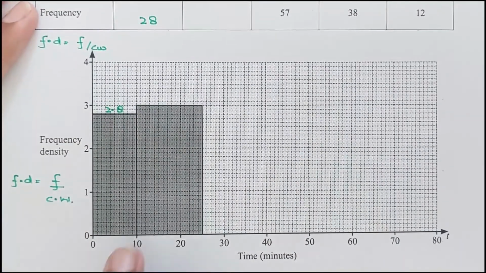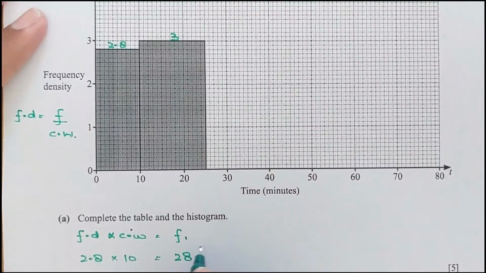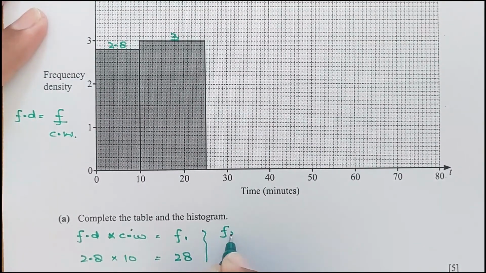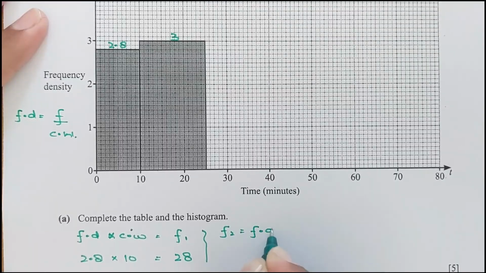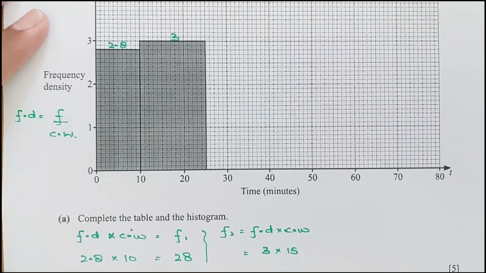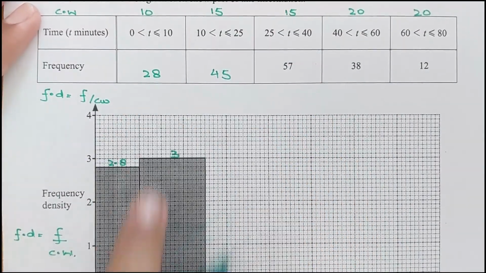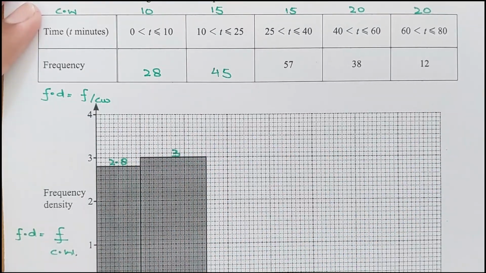Now the second one, from 10 to 25, the frequency density is 3. The next frequency, F2, equals frequency density multiplied by the class width. The frequency density from the histogram is 3 and the class width is 15. 3 times 15 is 45. Okay, the table is completed. Now let me complete the histogram.